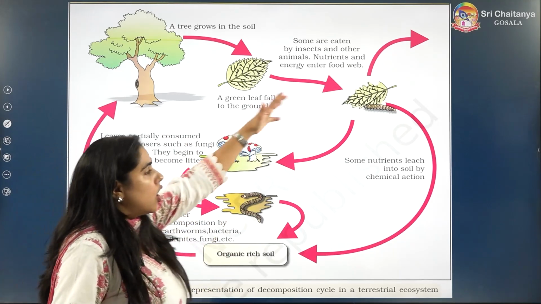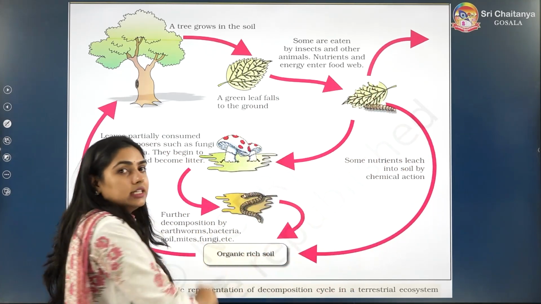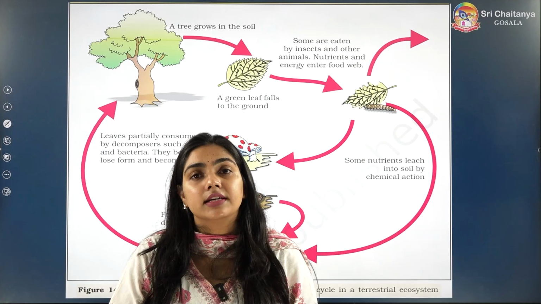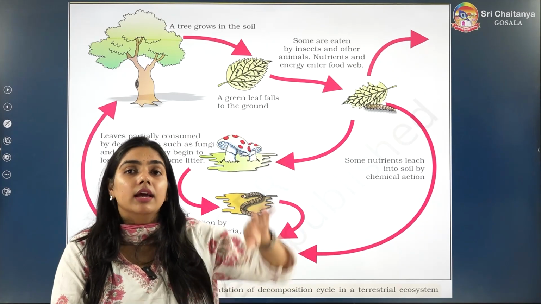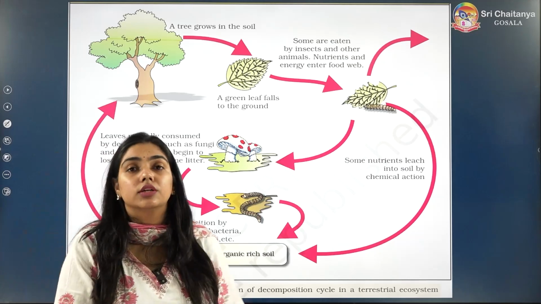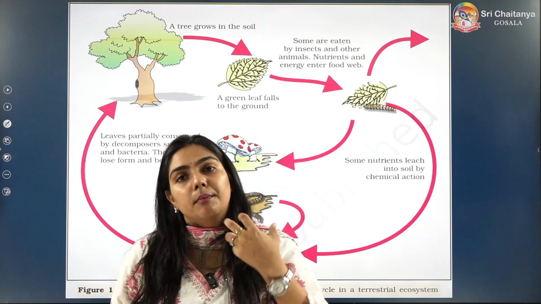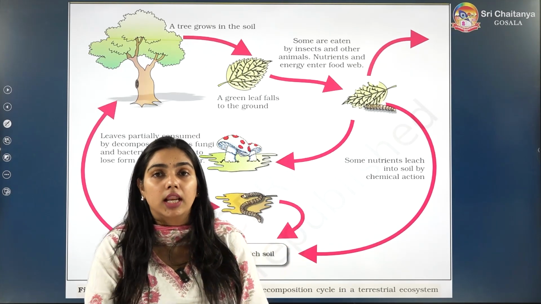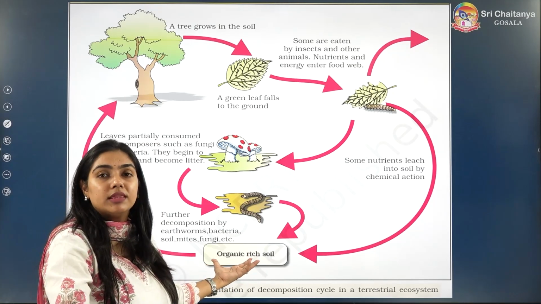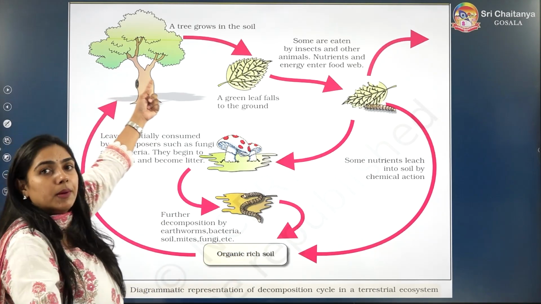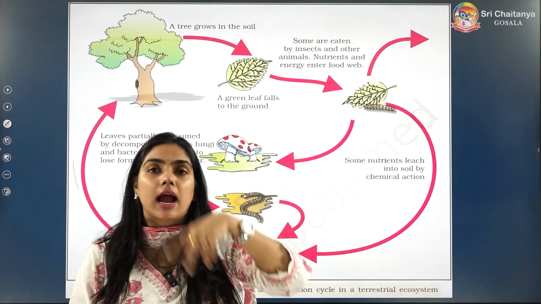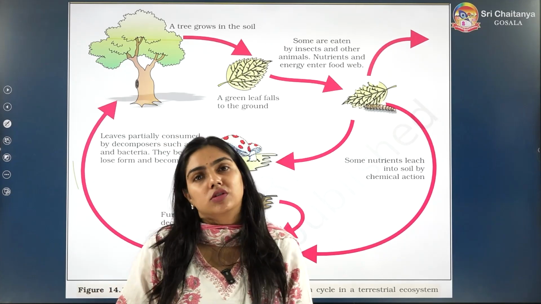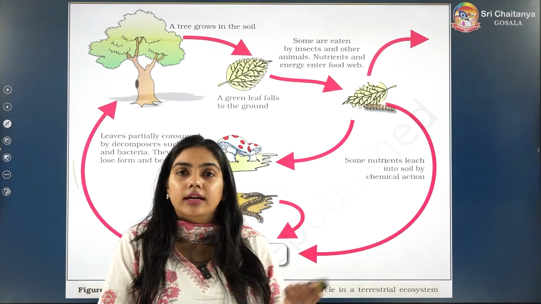And then further, through the leaching, the nutrients are coming into the soil, and by the further breakdown of the detritus, by the catabolism, the nutrients are going to come into the soil, and ultimately from the humus, with the help of the mineralization, again the nutrients are going to come into the soil. So now the organic rich soil will be there and it will be used again by the plants. So this is the cycle of decomposition and the reuse of nutrients which are coming into the soil after the process of decomposition, right? So now decomposition is over.